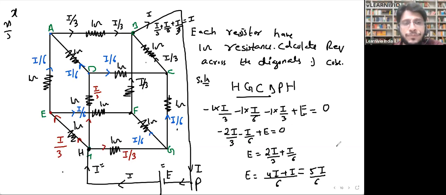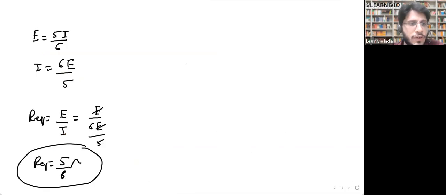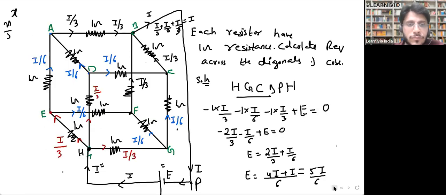Is it clear? R equivalent is 5 by 6, that's it. There's no R. Yes, yes, sir. Okay, just note it down. Then we'll start meter bridge. Yes, sir. Done.